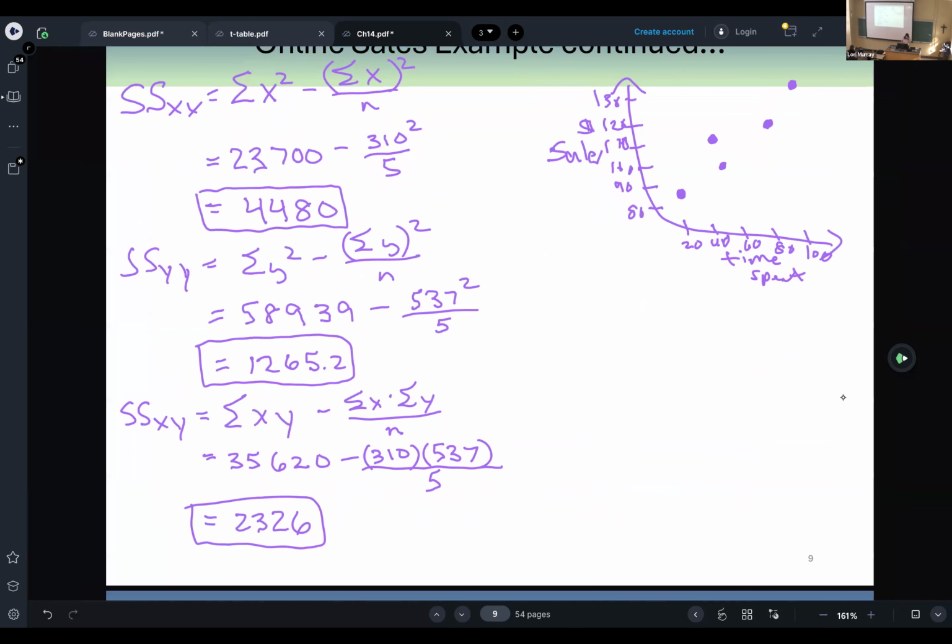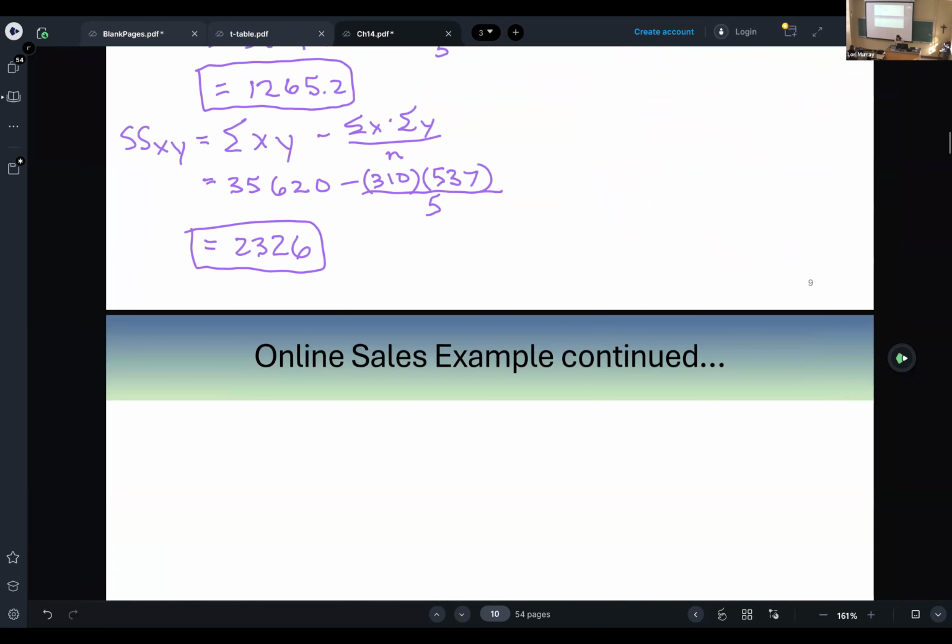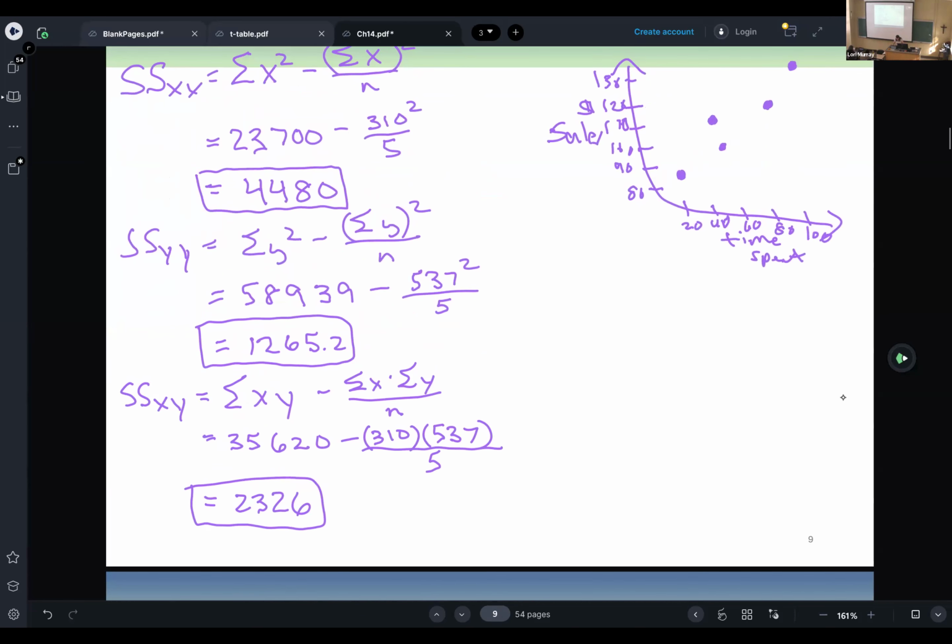So next we want to, first step I do after I get those is I get the slope. Because you need to know the slope to calculate the intercept. So the slope, B1, is equal to the sum of the squares of the XY divided by the sum of the squares of the X's. That's just a straight up formula. So we just sub those in. We've already done all the work.